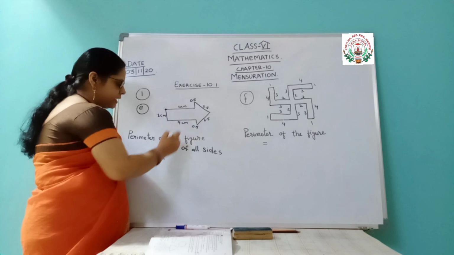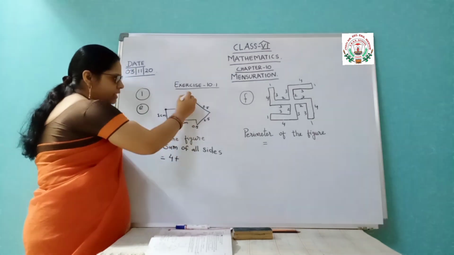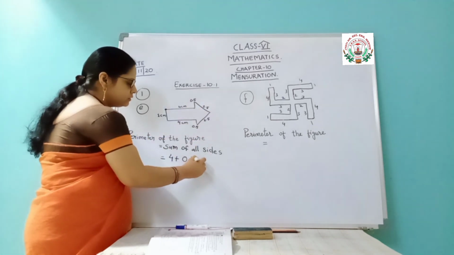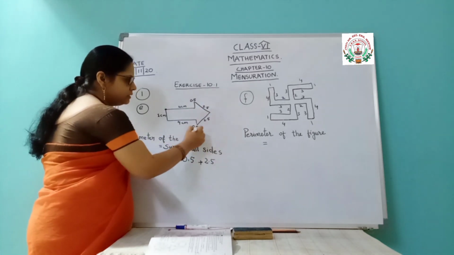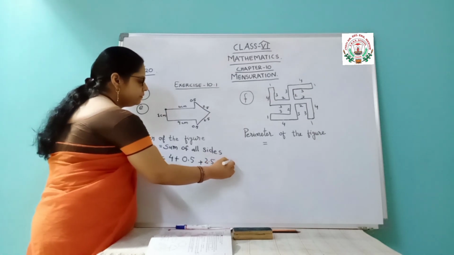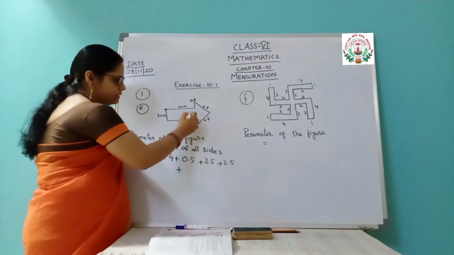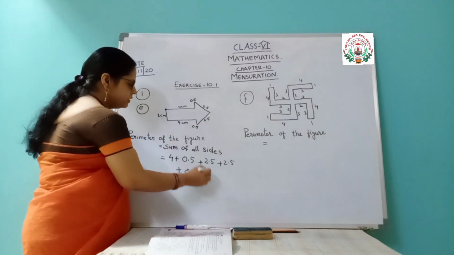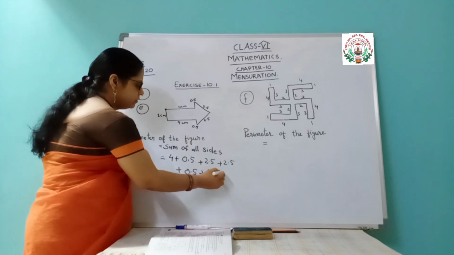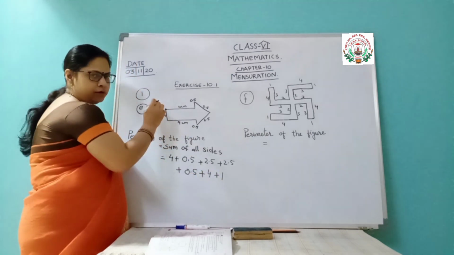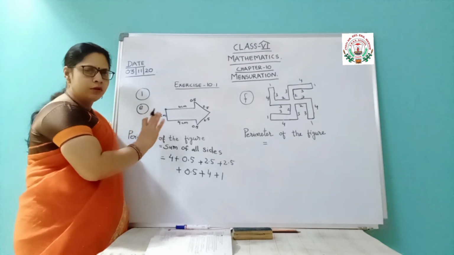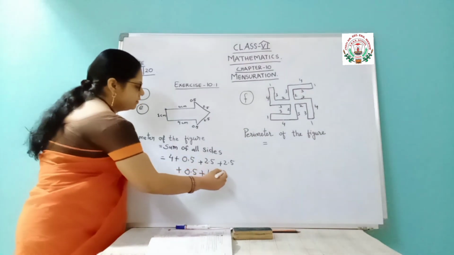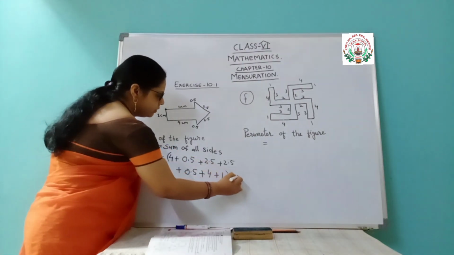So what is the first side? That is 4, plus the second side is this one, that is 0.5, plus the next side is this 2.5. Next is this 2.5. Then next is this 0.5. Then next is this one, that is 4. And again this one is 1. And then we will reach this point. So the sum of all the sides is completed here. Now just do the addition. And of course you have to write the unit. This is all centimeter.